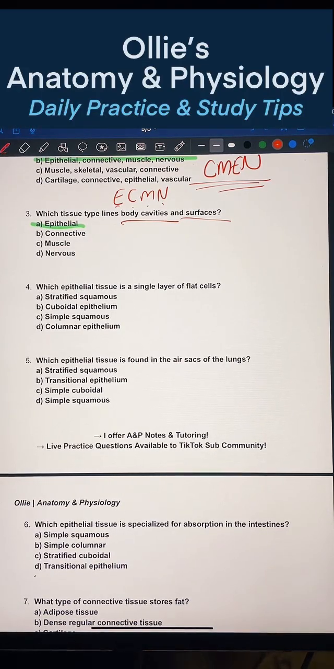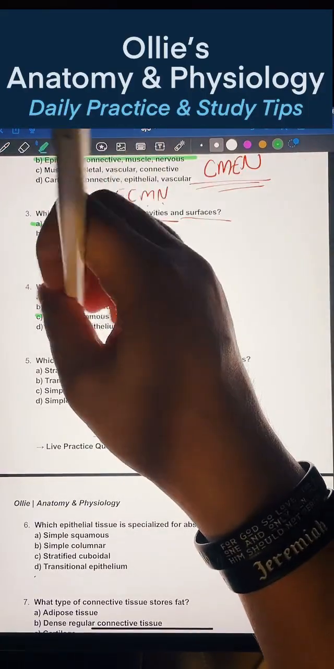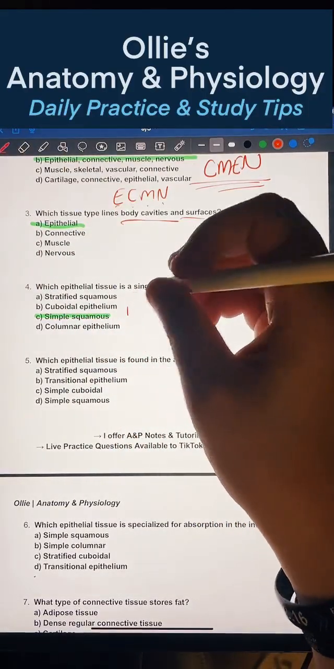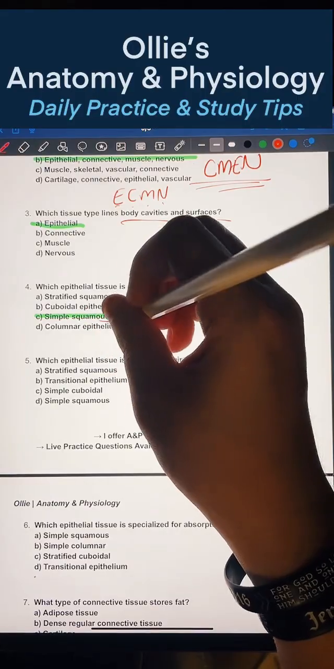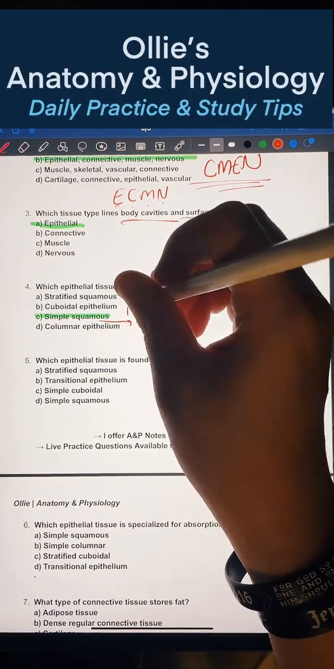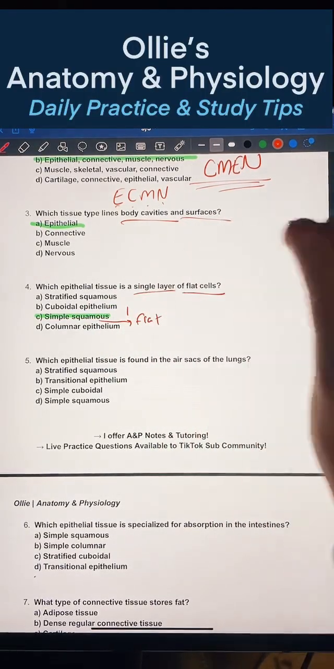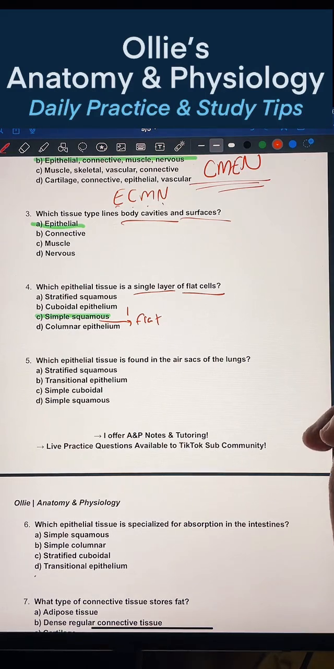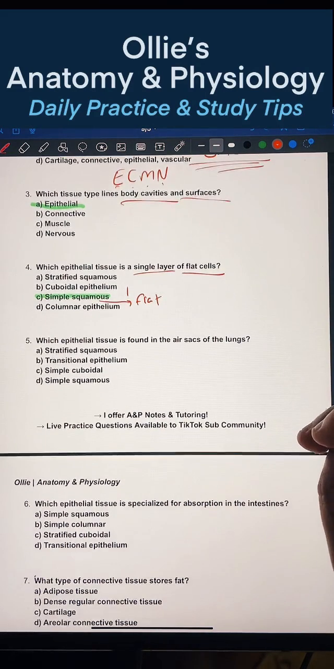Number 4, the answer is C. It's simple squamous. Simple means one. Squamous means flat. So a single layer of flat cells. And then we'll cover some more here. I know we have some other tissues, but we'll go over them, I promise.